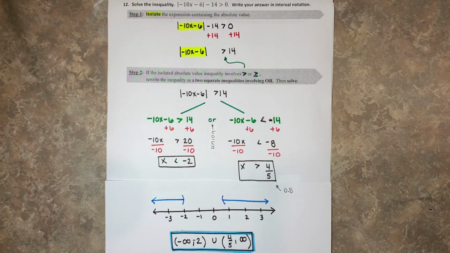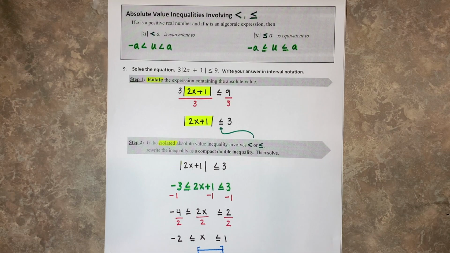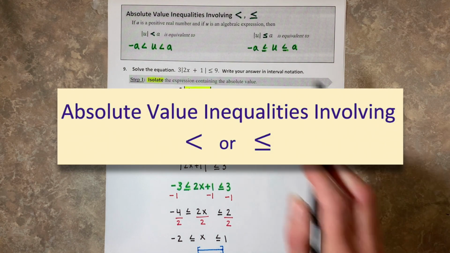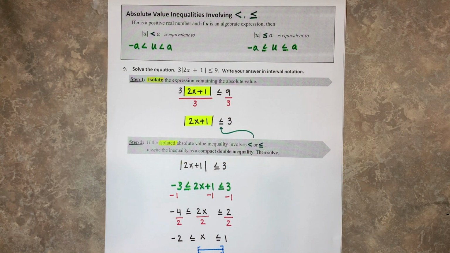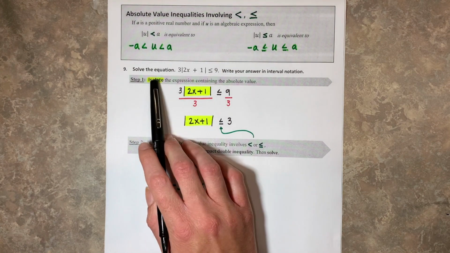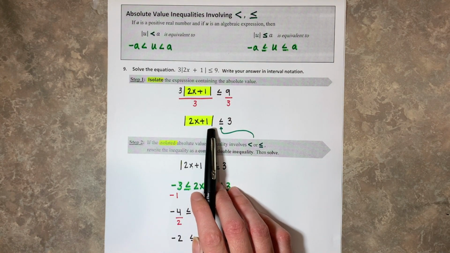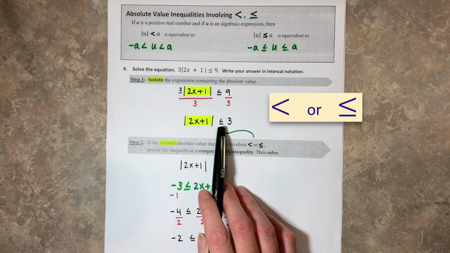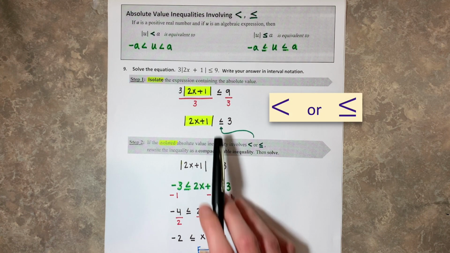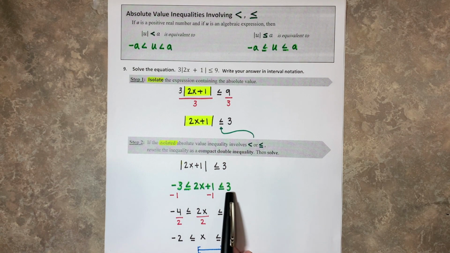Now before we look at one last example, I want to make sure we understand the two types of absolute value inequalities. Let's look back for a minute. First, we learned how to solve absolute value inequalities involving less than or equal to symbols. We said with any absolute value problem, you always first isolate the absolute value expression. Once you've isolated the absolute value expression, if you see a less than or equal to symbol, you then write your problem using this compact double inequality.